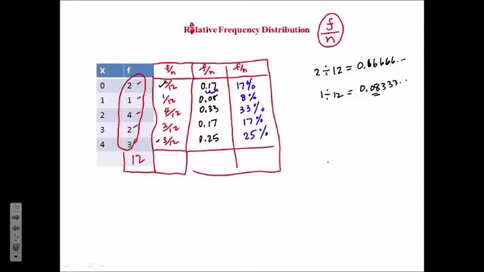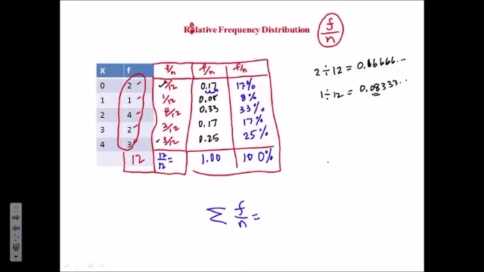Now, if you sum the relative frequency column, what do you get? Well, if you take the percents, we have 17, 25, 33, 8, 17. This adds to 100%. If you take the decimals, you're going to get 1.00. And if you add the fractions, the denominator is 12. If you add the numerators, you're going to get 12.